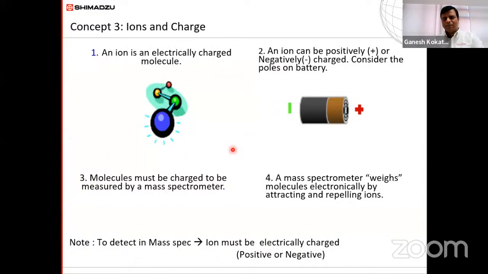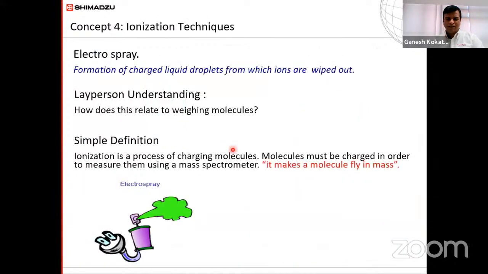Okay, so mass spectroscopy weighs molecules electronically by attracting and repelling ions. As a concept, it's self-explanatory that the ions should be either positively or negatively charged. Concept number four is the ionization technique. The ionization technique helps to make that proton either charged, through deprotonation or protonation.